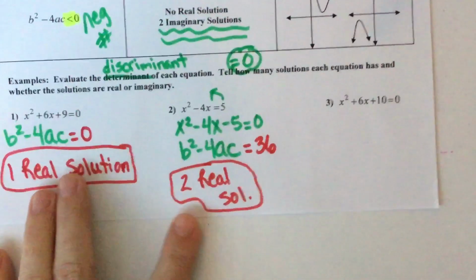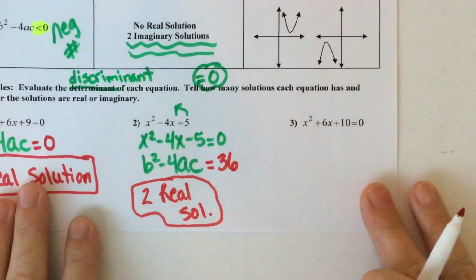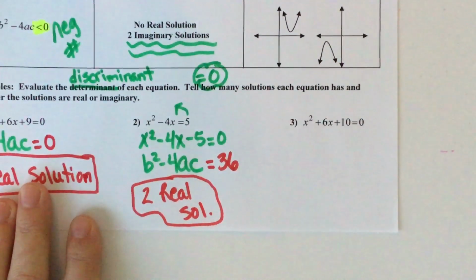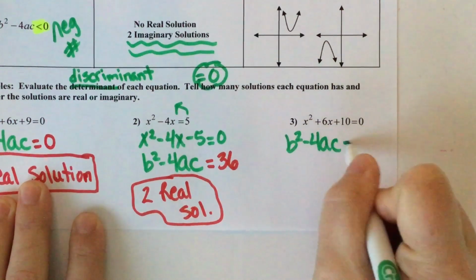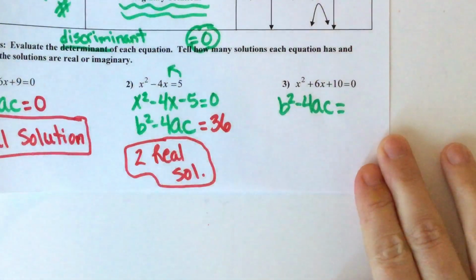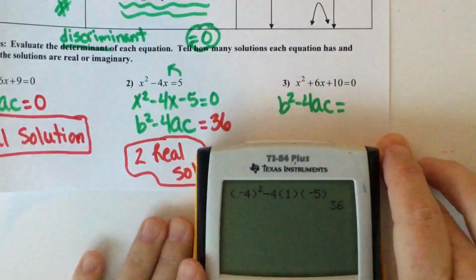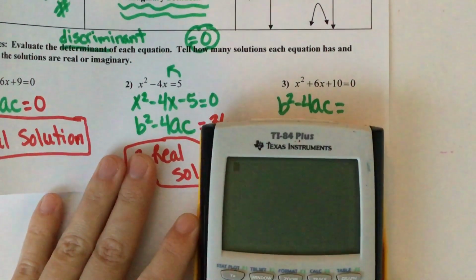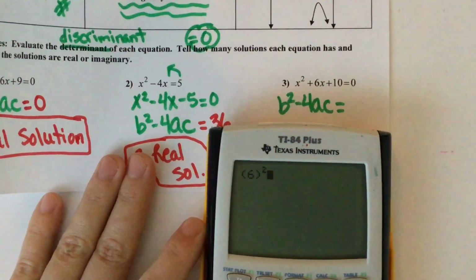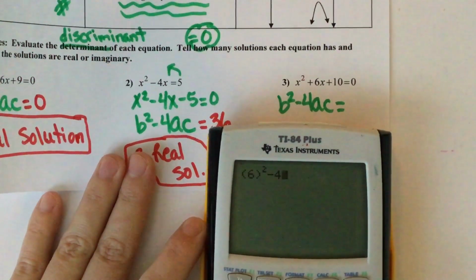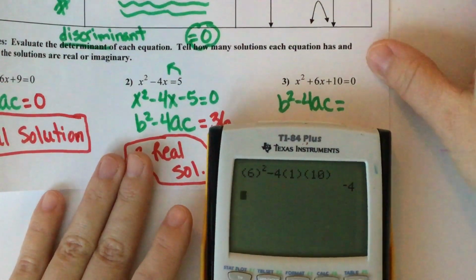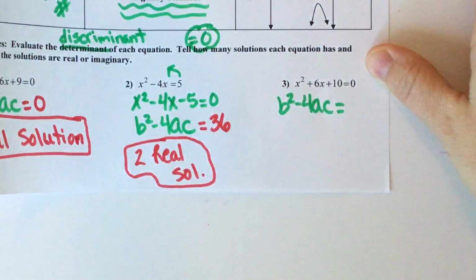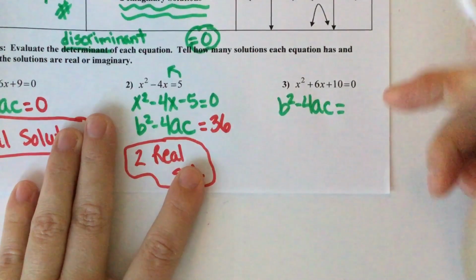Okay, and then example 3. Is it ready to begin? It is. So let's find our discriminant, our b squared minus 4ac. Parentheses, our b is a 6, close it, square it, minus 4, parentheses, our a is a 1, parentheses, our c is a 10. And that makes negative 4. So our discriminant is a negative 4.